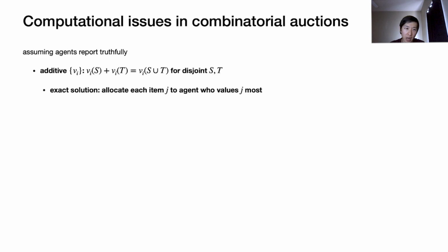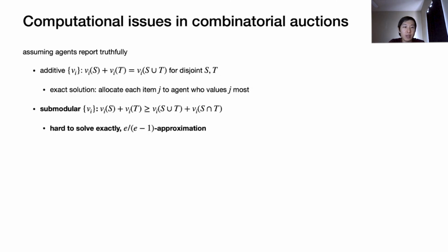and that's clearly possible in polynomial time. And more general is the class of submodular valuation functions, where vi of s plus vi of t is greater than or equal to vi of s union t plus vi of s intersection t. The problem with these valuation functions is hard to solve exactly, but we can approximate the solution to an e over e minus 1 factor in polynomial time.